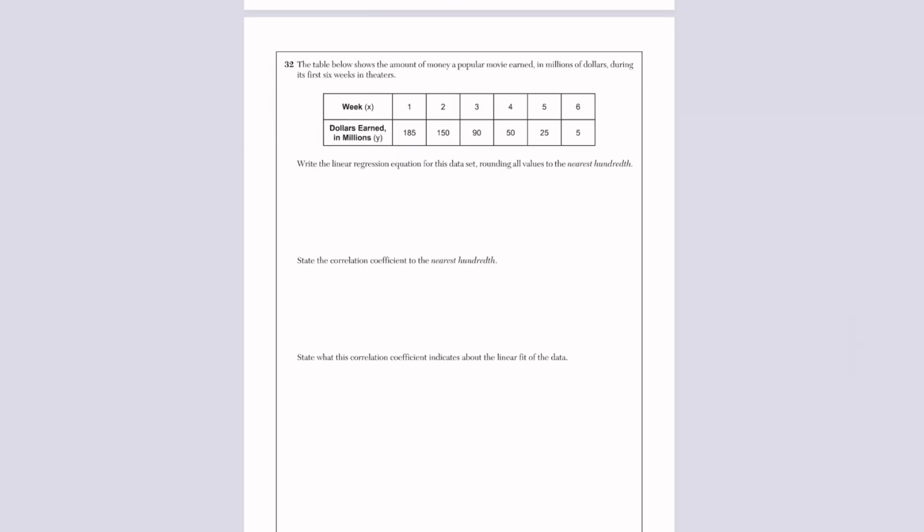Number 32. The table below shows the amount of money a popular movie earned in millions of dollars during its first 6 weeks in theaters. Write the linear regression equation for this data set, rounding all values to the nearest hundredth.